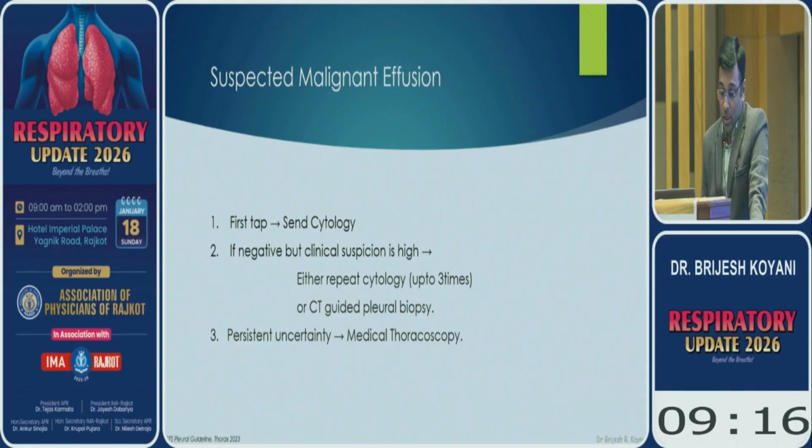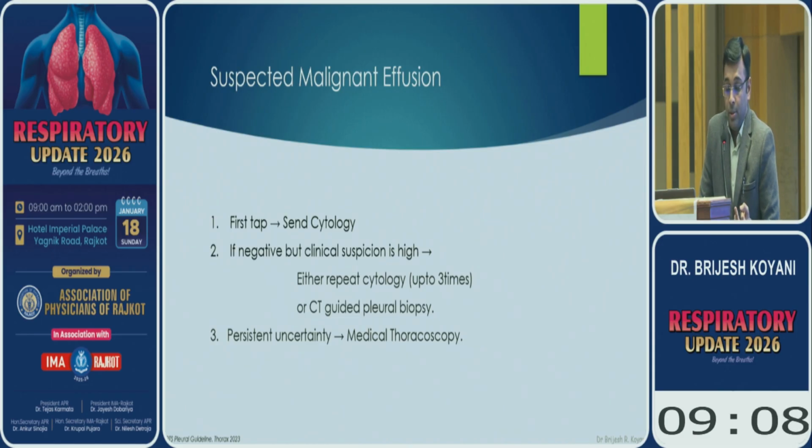So in suspected malignant pleural effusion cases, always first send it for the cytology. If it is negative but your clinical suspicion is still high for malignancy, either repeat the cytology up to 3 times, or go with the CT guided pleural biopsy. If there is still persistent uncertainty or CT guided biopsy is not amenable, directly go with the medical thoracoscopy.